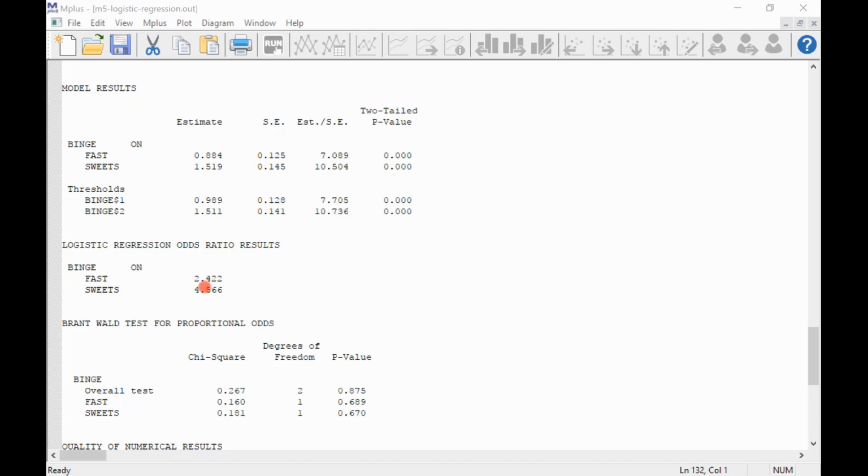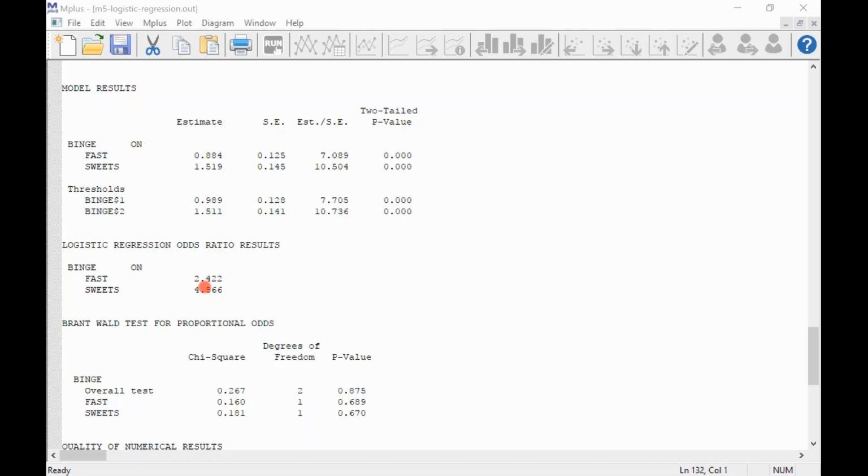The second coefficient tells you that people who have heightened cravings for sweets are 4.5 times more likely to transition from no binge eating to sometimes, and from sometimes to often. Now what you can see is that with this test you don't know exactly where the difference or the switch lies. You have three categories of response: never, sometimes, and often. And therefore you have two transitions, one from never to sometimes, and one from sometimes to often.